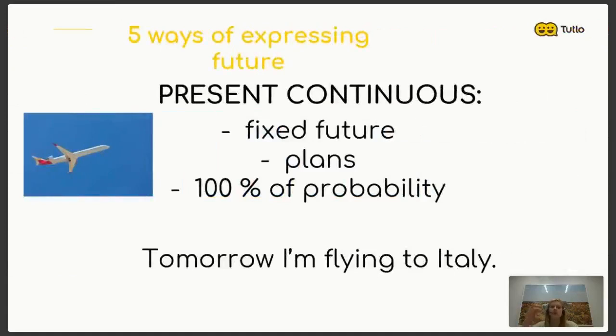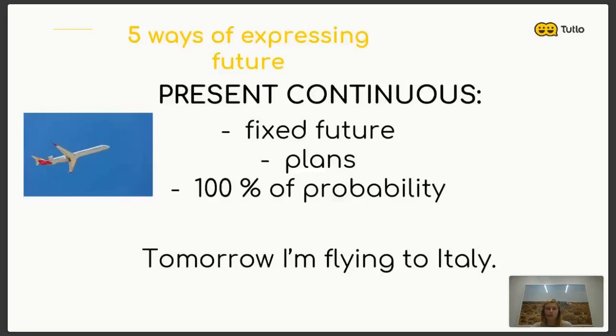Okay, so this is about going to construction, so plans, predictions, and the next construction was, as we started somehow, look at this. Tomorrow I'm flying to Italy. So when we use present continuous, we talk about 100% probability. We know that something will happen for sure. We talk about plans and fixed future. So actually with these holidays, you can say, I'm going on holidays, I'm traveling on holidays, I'm going to travel, and I will travel. So it's up to the context and it's up to the chances and probability of happening.